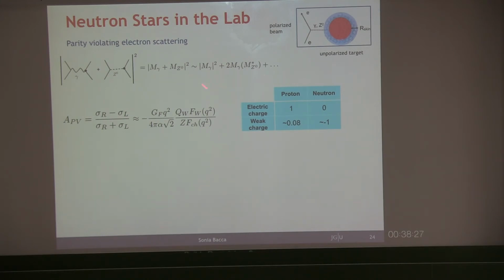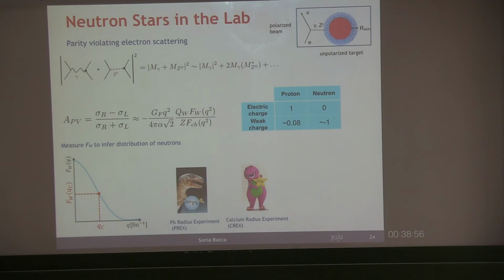And this is related to the weak charge, or weak form factor, I should say, which is by itself related mostly to the distribution of the neutrons, not of the protons, because the weak charge of the neutron is roughly 1 and that of the proton is roughly 0, due to the value of the Weinberg mixing angle. So what you measure is the form factor at one Q. After some extraction, you can get the skin radius. There are at least 2 major programs to do that, one in JLab.